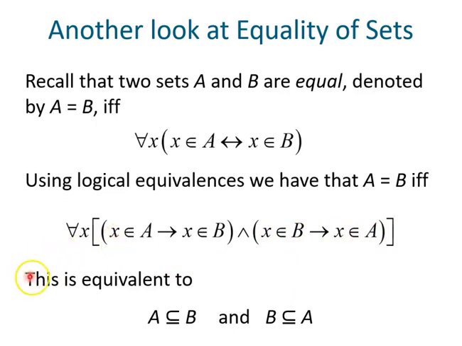This way, we see that A is equal to B is equivalent to A is a subset of B. This is this part here. And B is a subset of A.